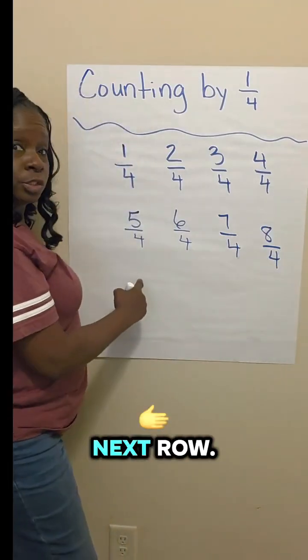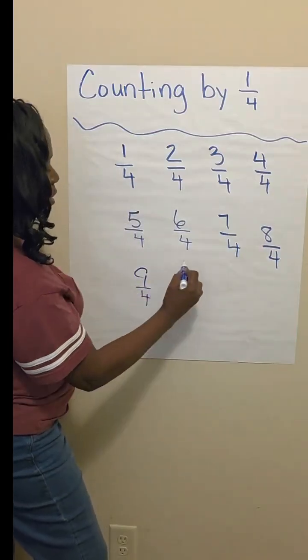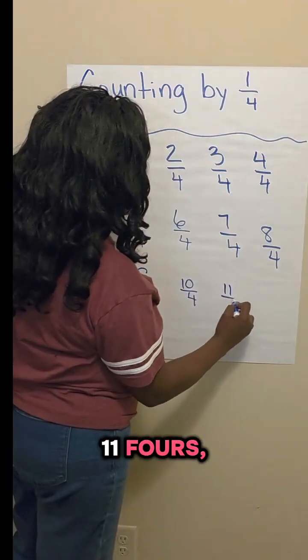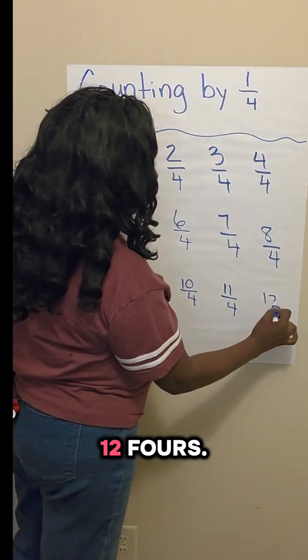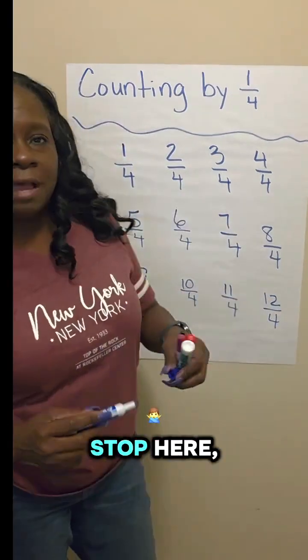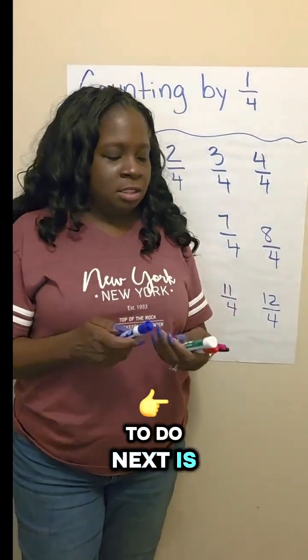Now I'm going to come to the next row. I'm going to do one more row. 9/4. 10/4. 11/4. 12/4. Now, I'll have the students stop here, and what I want to do next is ask the students, what patterns do you see?